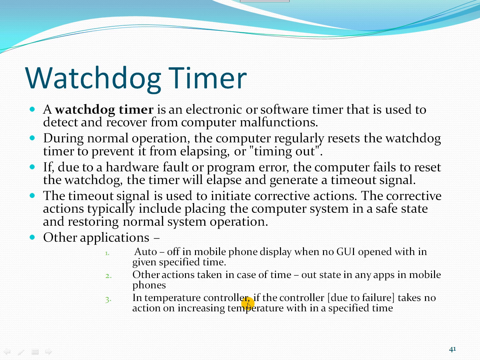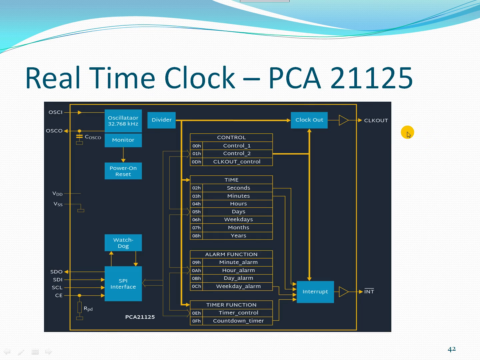So in a specific time, if that particular controller has not turned up, then this watchdog timer may give the timeout signal. Upon that, the corrective actions may be taken by the standby mode controllers also. So this is how the watchdog timers may be used in embedded systems. Next we will be seeing about the real-time clock.